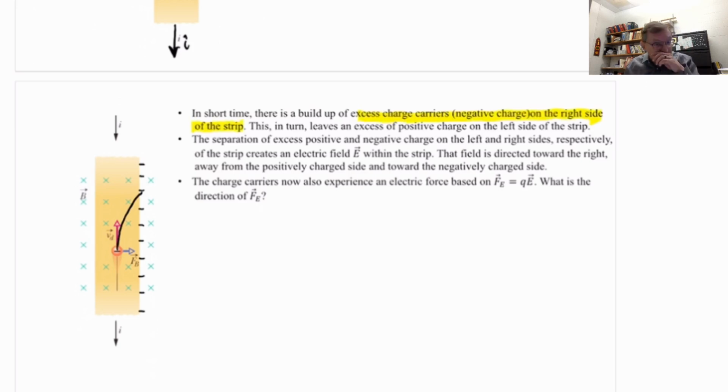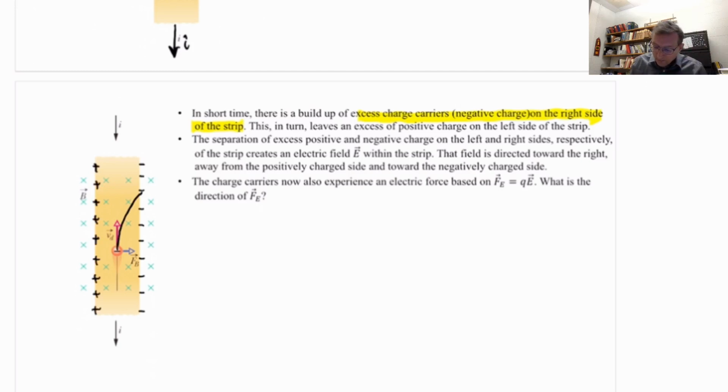Then what we have on the left side of the strip, directly across, is what's called a dearth of electrons. We're lacking electrons. And that means we have left behind on the left side of the strip an excess of positive charge.